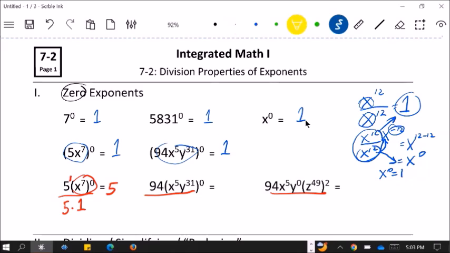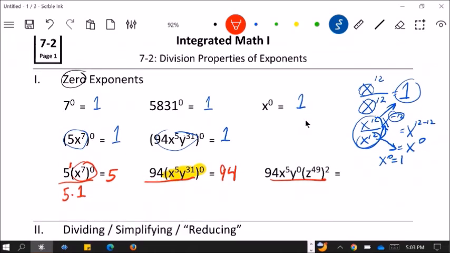And in the same way, all of this is raised to the power of 0, but the 94 is not raised to the power of 0. Therefore, it's the 94 times 1. And over here, only the z to the 49th power is raised to a 2. The x to the 5th is not raised to anything. Of course, the 94 has a power of 1. So what happens here is only this thing is a 1. So we actually have 94x to the 5th z to the 98th power, and I'll put that here as the answer.